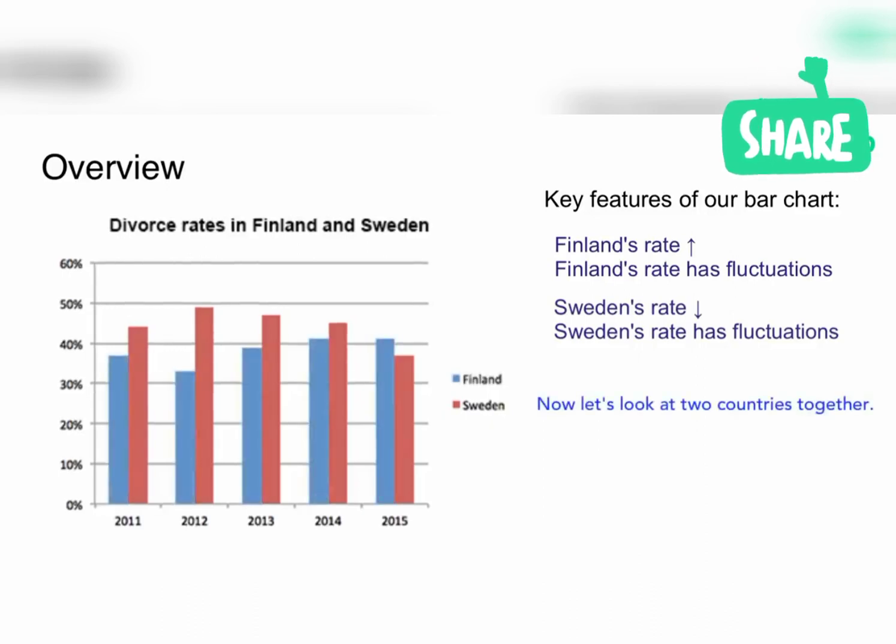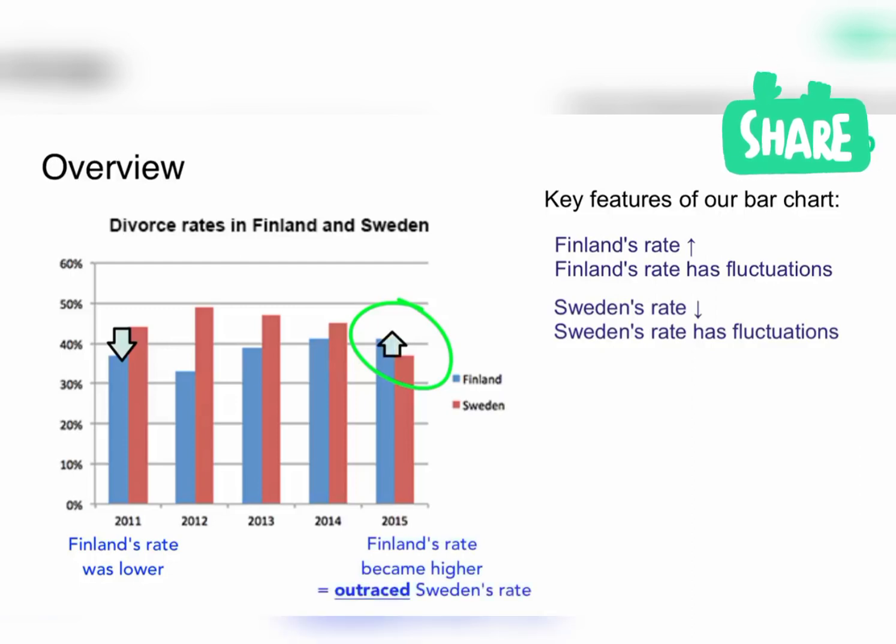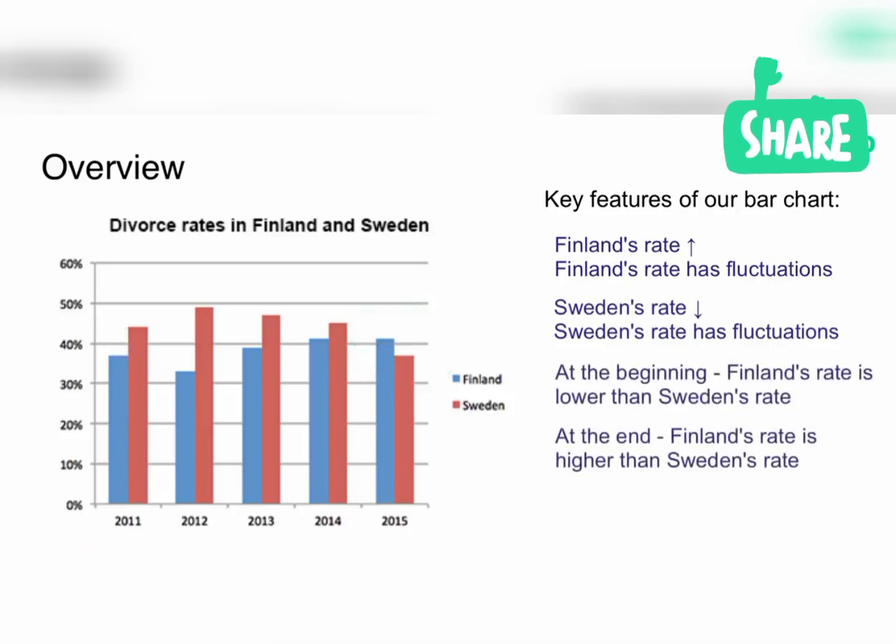Now let's look at 2 countries together. How do their rates compare during this time period? To answer this question, we have to look at the countries' rates at the beginning and at the end of the period. We can see that initially Finland's rate was lower than Sweden's rate, but at the end of the period, Finland's rate became higher or outraced Sweden's rate. So let's write down this information.